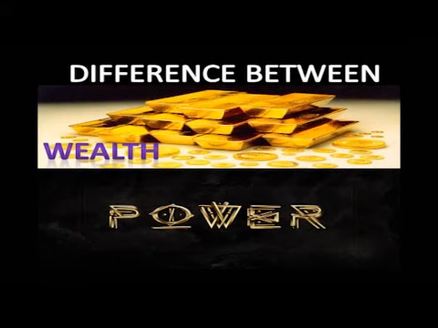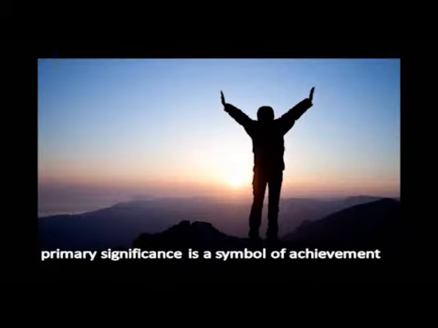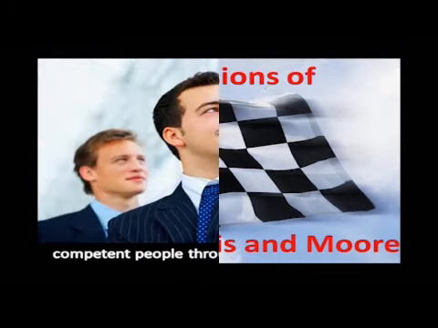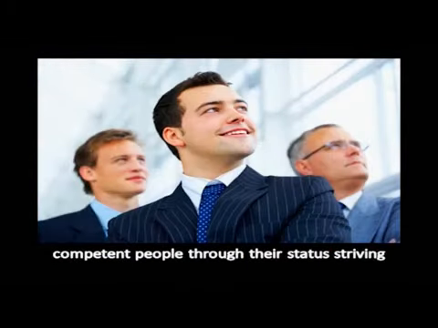Parsons recognized wealth and power differences, of course, but for him, these are by definition secondary. Writing of wealth, Parsons stated, "In spite of much opinion to the contrary, it is not a primary criterion, seen in terms of the common value system. Its primary significance is as a symbol of achievement." Parsons arrived at the same conclusion as Davis and Moore, but for Parsons, the common value system helps ensure that the functionally most important roles are filled by competent people through their status striving.